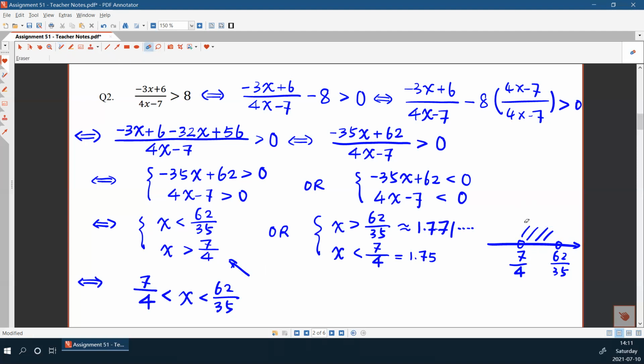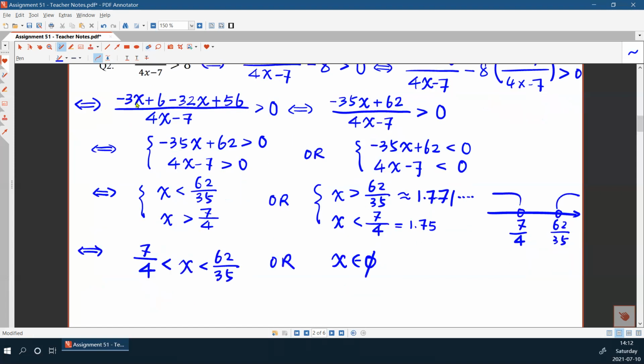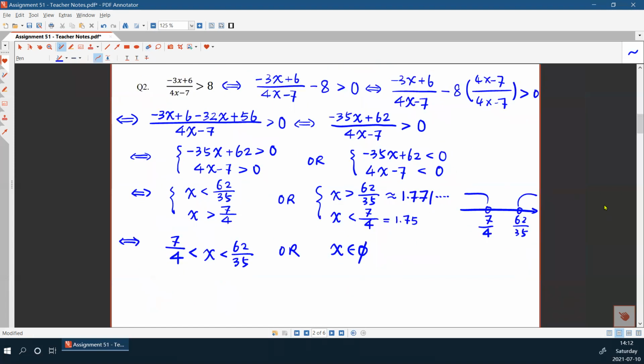And the second branch says x is greater than the greater number and smaller than the smaller number. So there is no overlapped area. That means there is no solution for the second branch. So x belongs to an empty set. So considering both of the two branches, the final solution is x should be smaller than 62 over 35 and greater than 7 over 4, right? This is our final solution here.